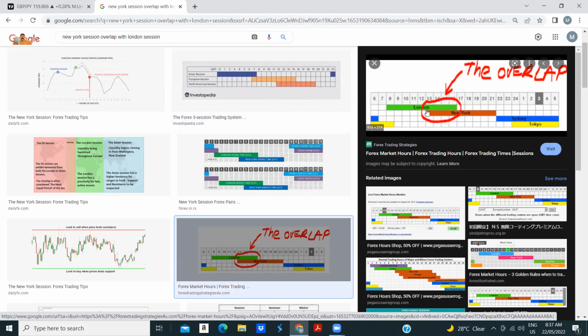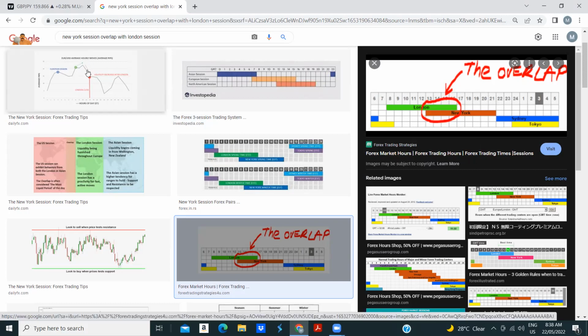So it means that traders from New York also enter. As you know, London accounts for 40% of the forex market. The New York session also accounts for 40%. So when 40 and 40 combine, it becomes 80% of the volume. Got it? This is the most active trading market. So these 3 to 4 hours are very volatile.